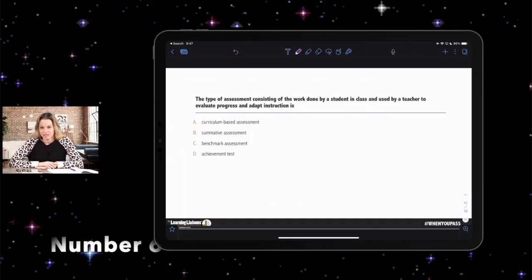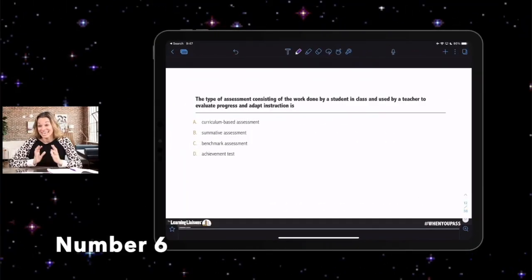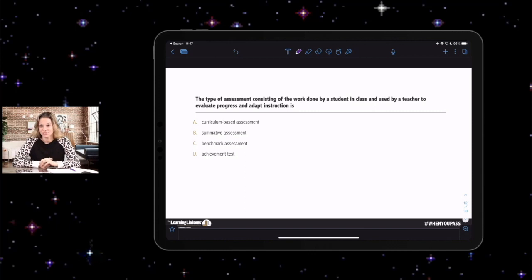The type of assessment consisting of the work done by a student in class and used by a teacher to evaluate progress and adapt instruction is A, curriculum-based assessment, B, summative assessment, C, benchmark assessment, or D, achievement test.